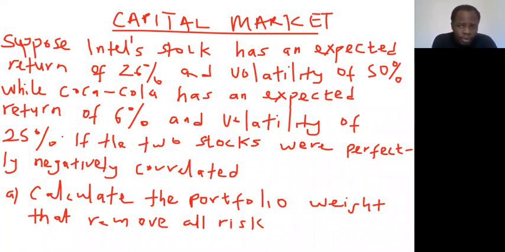Today, this is what we are going to look at resolving this question. Now, suppose Intel stock has an expected return of 26% and a volatility of 50%, while Coca-Cola has an expected return of 6% and a volatility of 25%. If the two stocks were perfectly negatively correlated, calculate the portfolio weight that removes all risks.